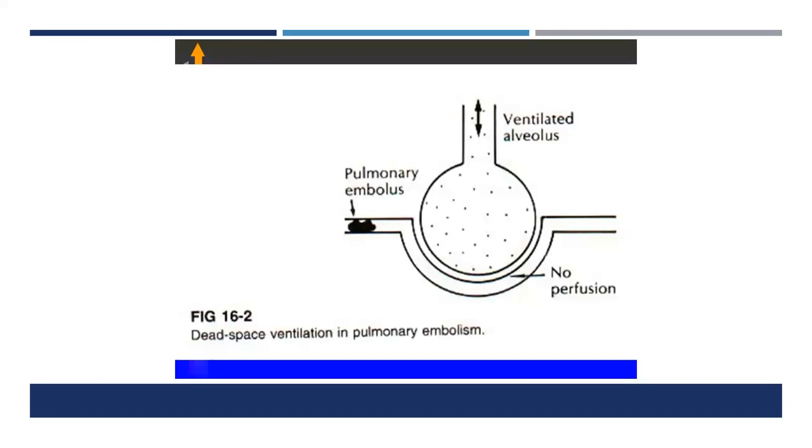So this is an example of dead space within a pulmonary embolism. So our embolus has blocked the vasculature. So we're getting air into the lungs, we're getting oxygen into the lungs, but it can't get onto the red blood cells, so it's not being taken out to the body like it should be.